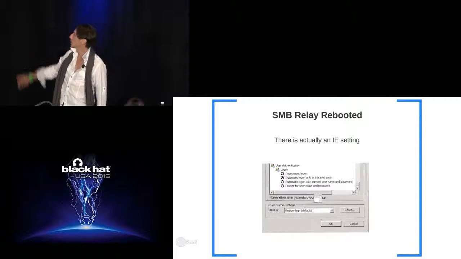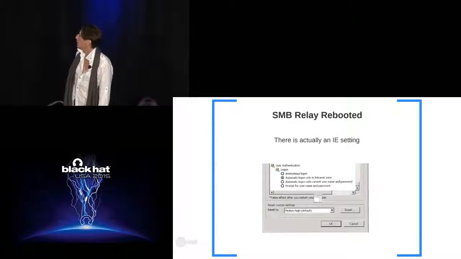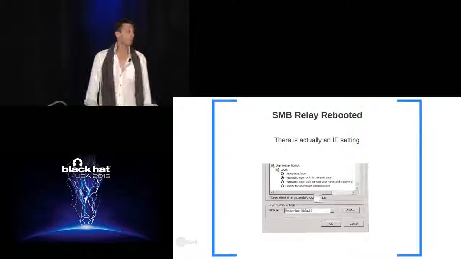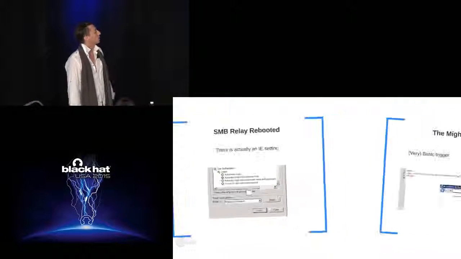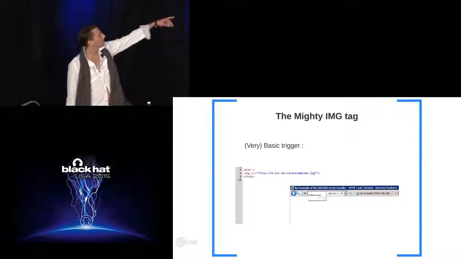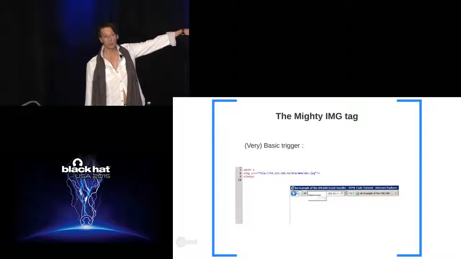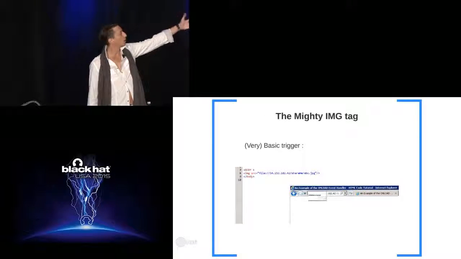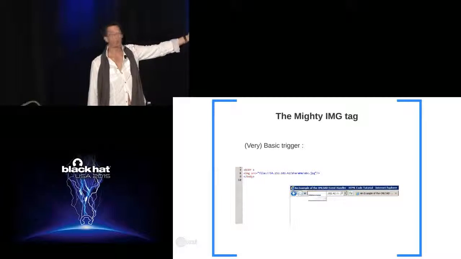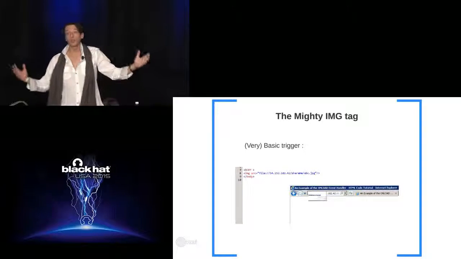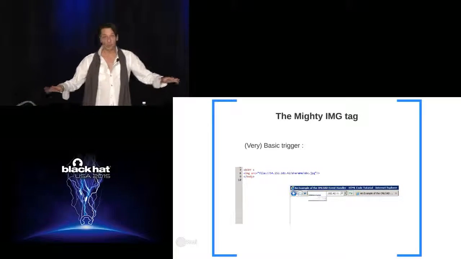So this is the default. And there is also automatic logon with current username and password, and prompt for username and password. What is interesting is that none of this actually works. If we look at a trigger, the trigger is really trivial. It's basically like you redirect through an image tag or something like that, if you are attacking via HTML. You redirect via this image tag to a remote share on the internet, and that's it. That is the trigger.